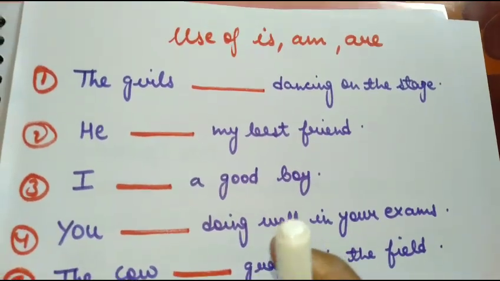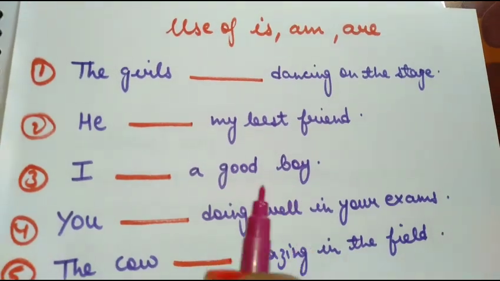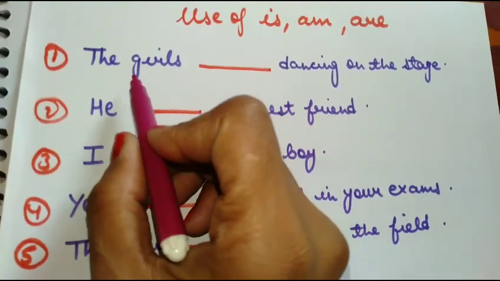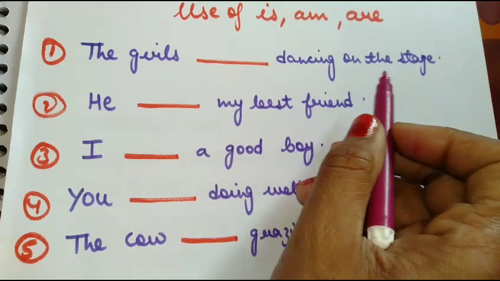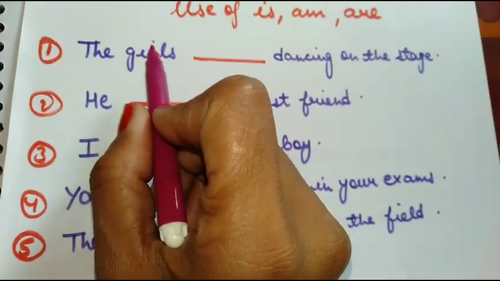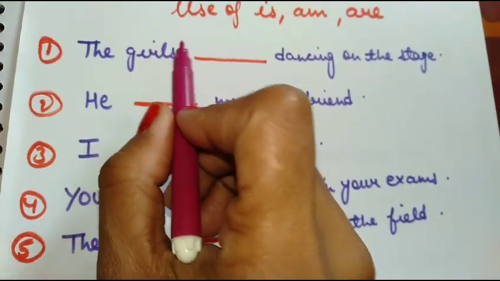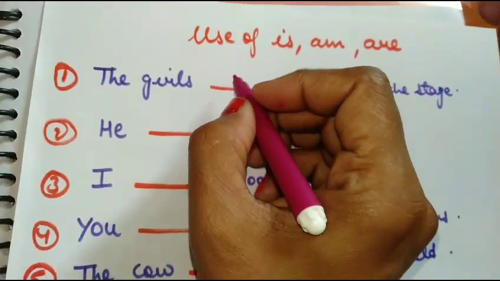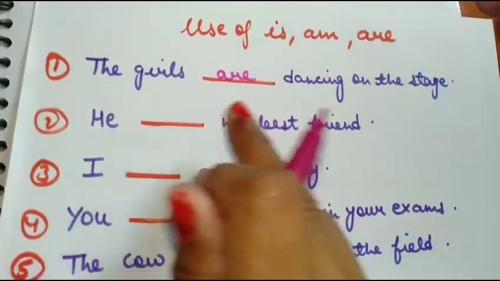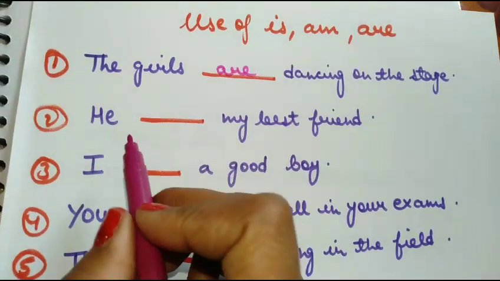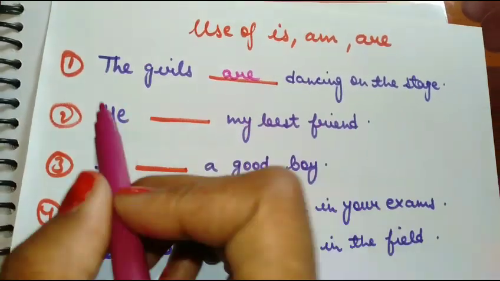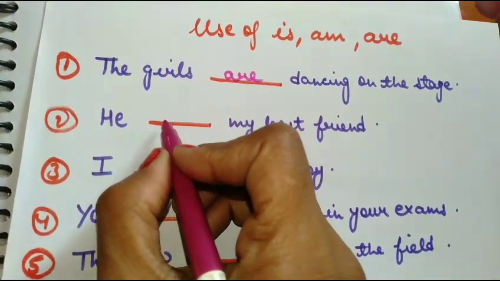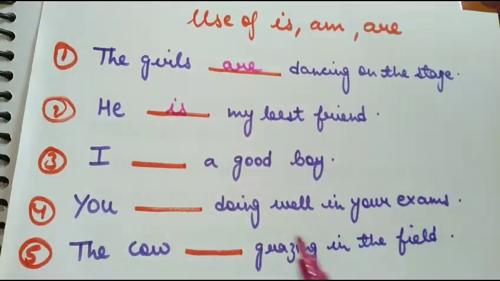Let's do a short exercise related to use of is, am, are. So, the first one, you all can see I have written over here: the girls dash dancing on the stage. The girls are plural nouns. So, here we are going to write are. The girls are dancing on the stage. Next one, he dash my best friend. He is a singular third person. So here we are going to write is. He is my best friend.